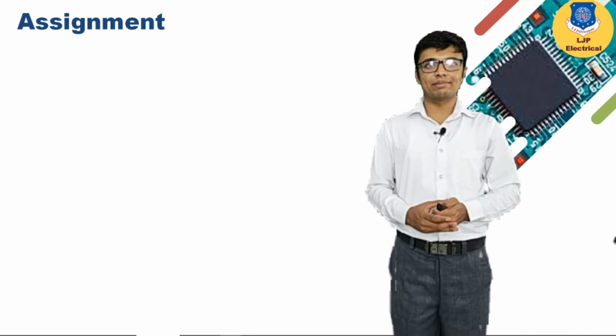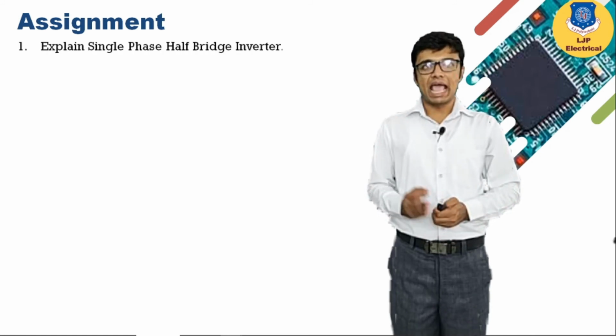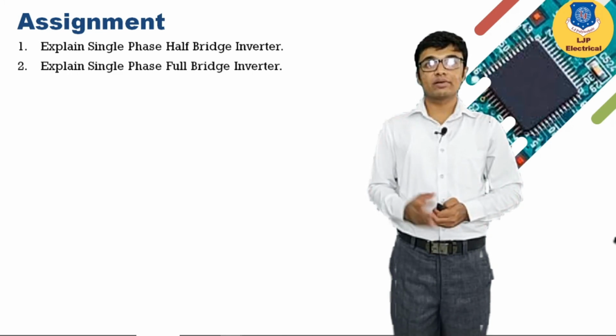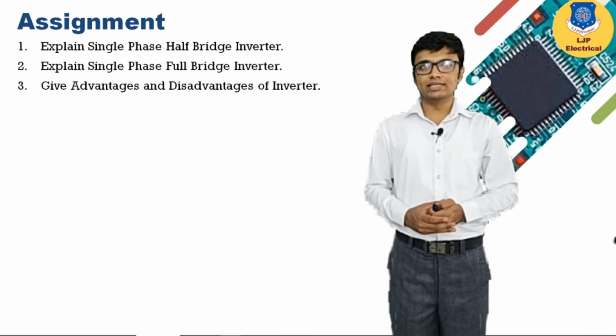Let's see the questions for assignment. The first one is explain single phase half bridge inverter. Explain single phase full bridge inverter. Give advantages and disadvantages of inverter.